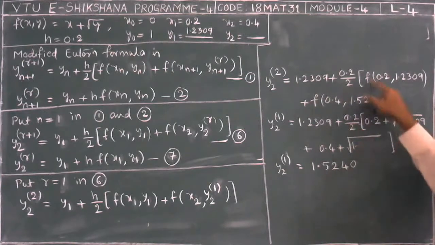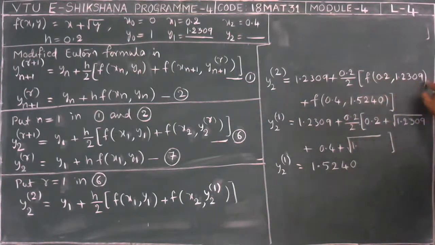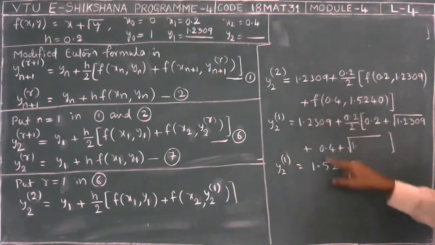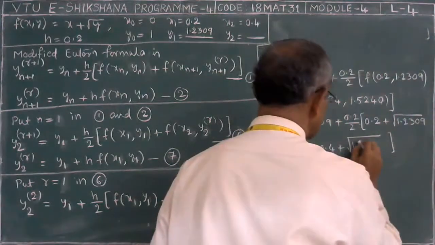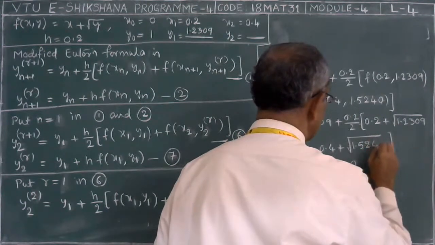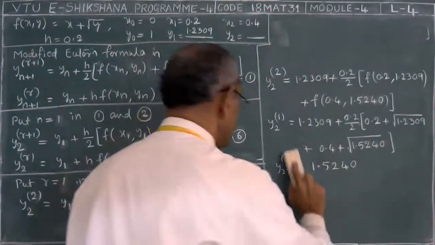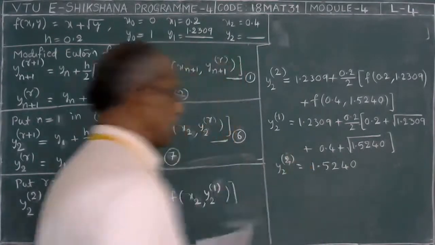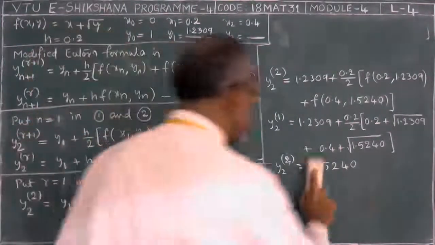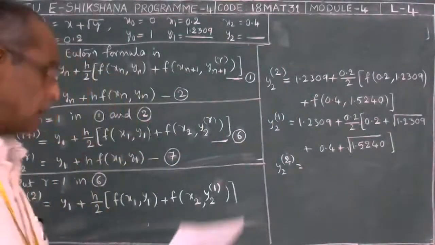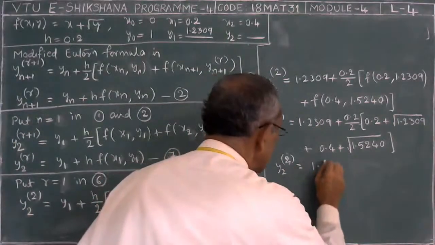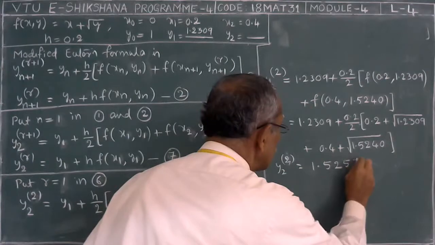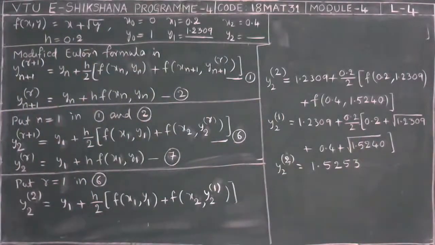1.2309 plus 0.2 by 2 f of 0.2 comma 1.2309 by definition is x, that is 0.2, plus root y, that is root 1.2309. Similarly here 0.4 plus root of 1.5240. So if you carefully compute using your calculator, y2 2 will be 1.5253. The third iteration.